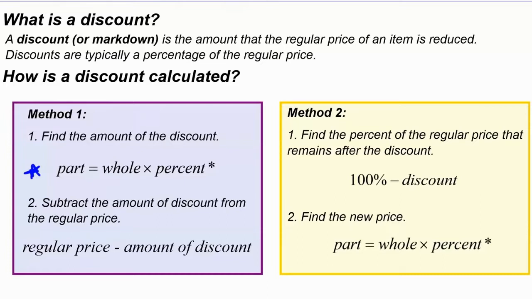So find out how much the discount is going to be, and then the second step would be to subtract that amount from the regular price. So if you take the regular price and subtract how much the discount is, then you'll get your sale price.